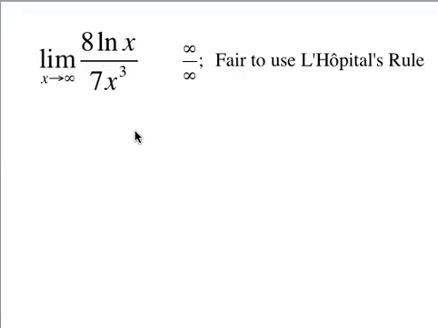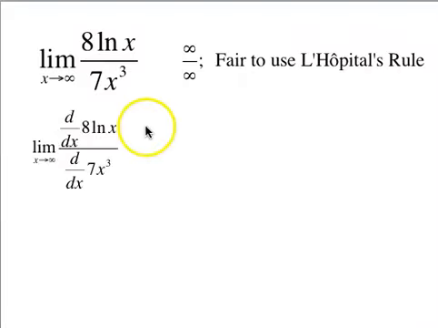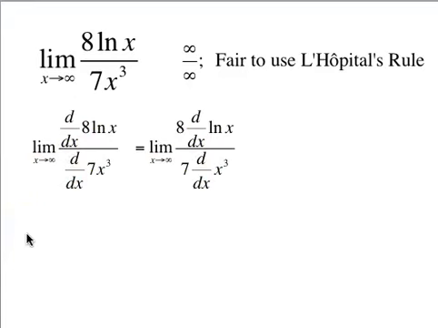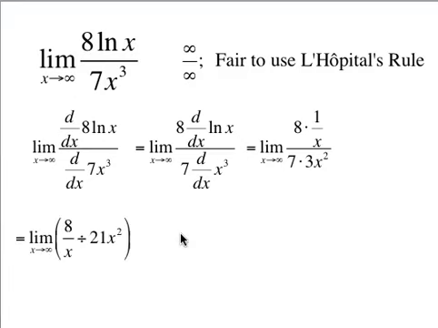And then we take the limit of the derivative of the top divided by the derivative of the bottom. We can pull the 8 out in front, we can pull the 7 out in front of the derivative signs. The derivative of the natural log x is 1 over x. The derivative of x cubed is 3x squared. So upstairs we have 8 over x, downstairs we have 21x squared, and we have to divide those. So the limit as x goes to infinity of 8 over x divided by 21x squared.